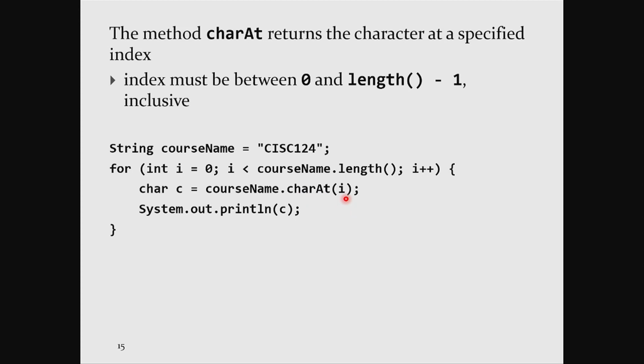From which object am I asking for the character? Well, I want the course name object to get the character from. That returns a char, so I can store it in a char, and then I can print it out or do whatever I want with c. So here I just print out c. That will print capital C, then on the next line capital I, then capital S, and so on until you get the 4. So it prints out each letter of CISC124, one character per line.